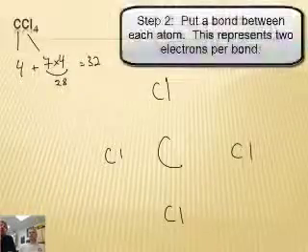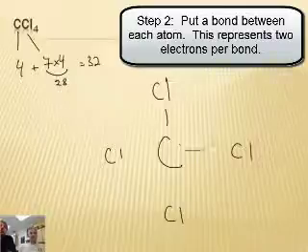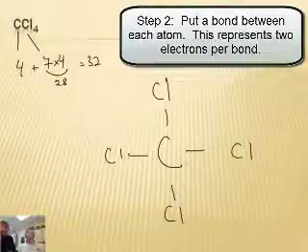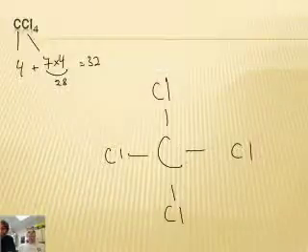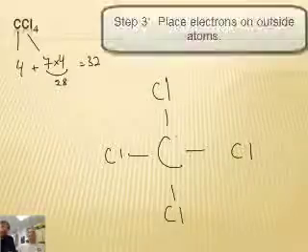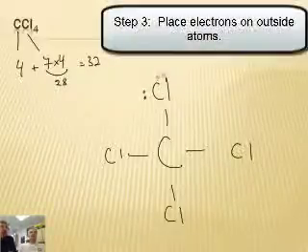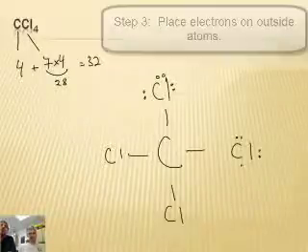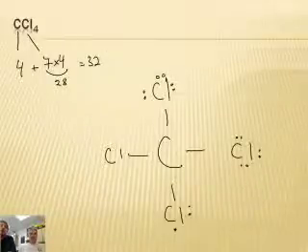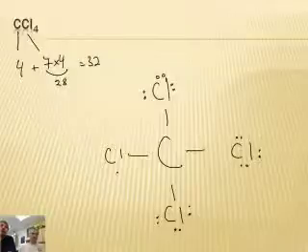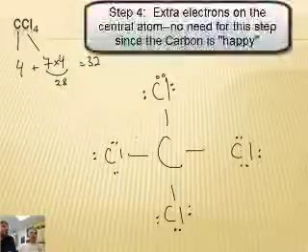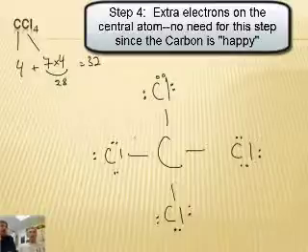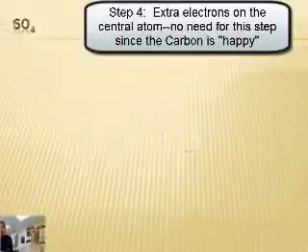So what's the first step? Draw a bond between them all. 2, 4, 6, 8. By the way, carbon's happy already. He's got 8. So if we can make chlorine happy, we're good to go. So 10, 12, 14, 16, 18, 20, 22, 24, 26, 28, 30, 32. Okay, we're good. Everybody's happy. Each chlorine has 8, carbon has 8.